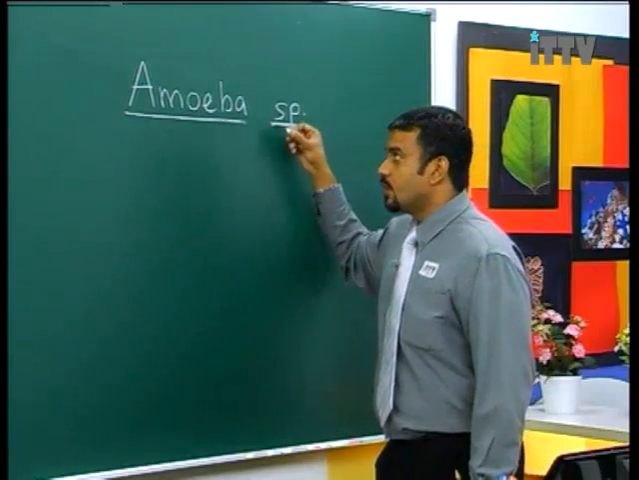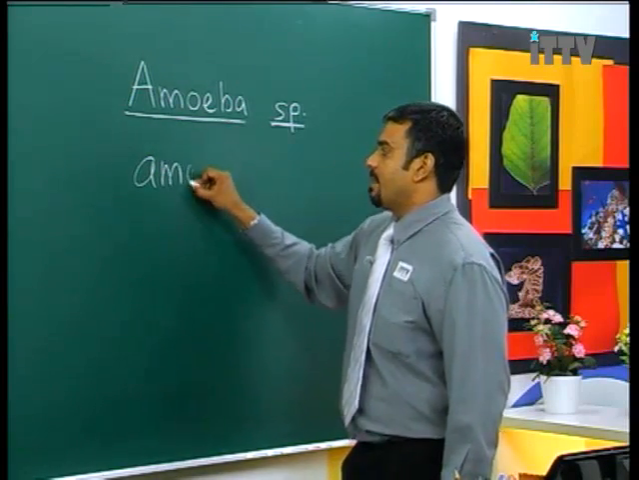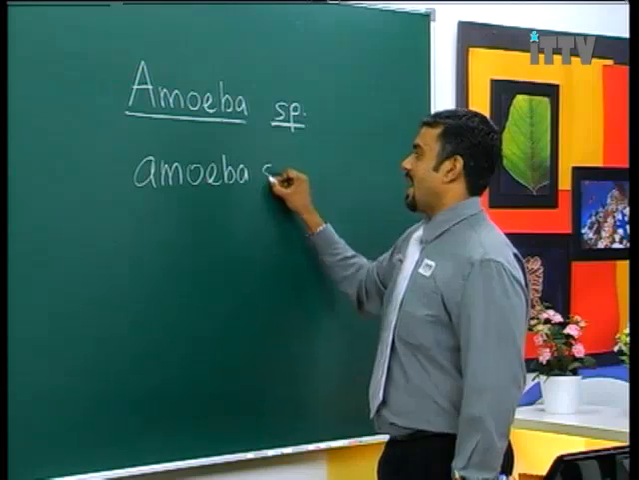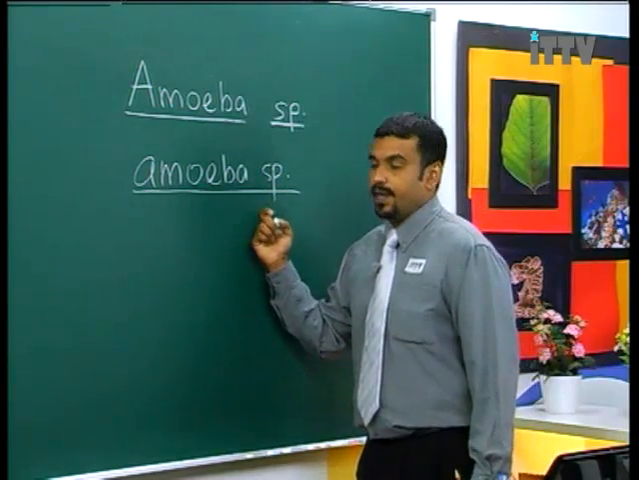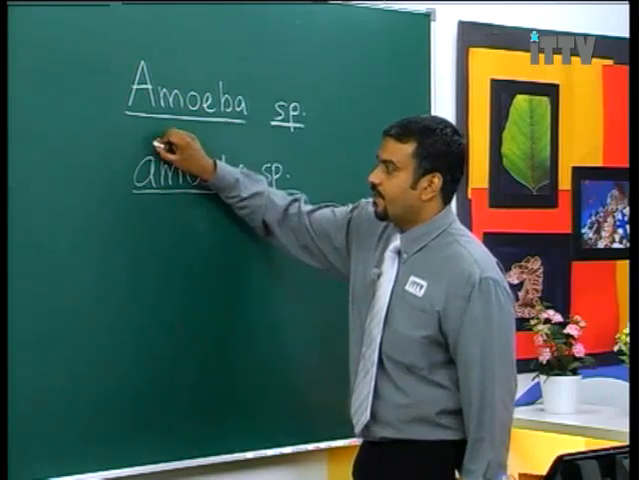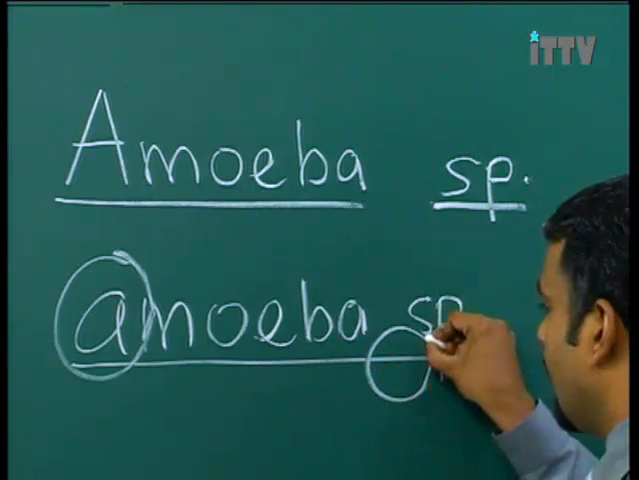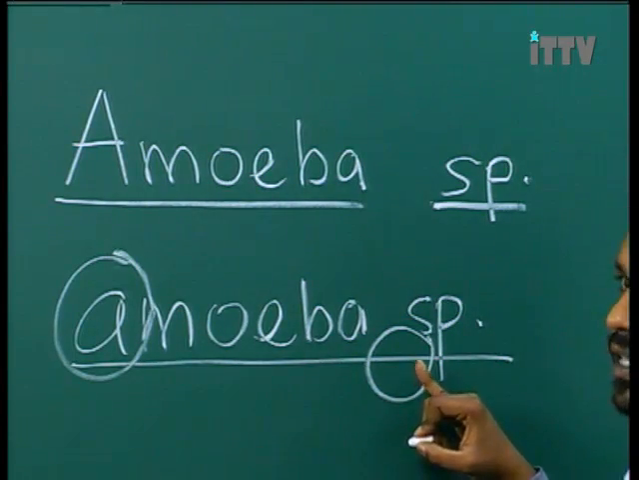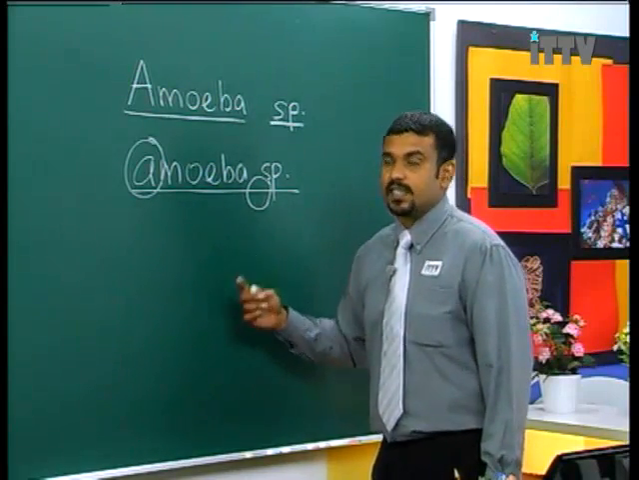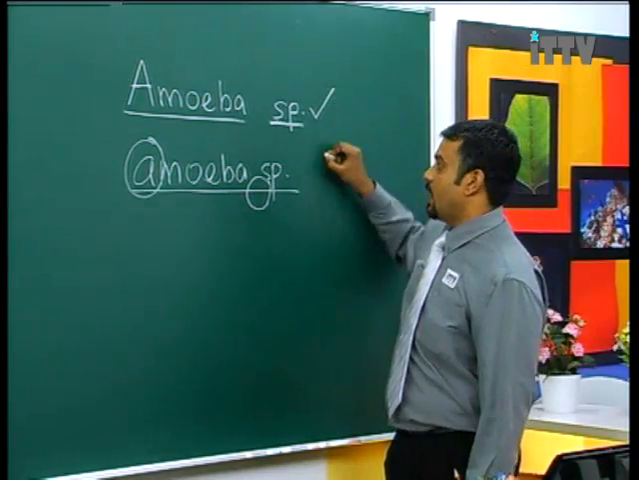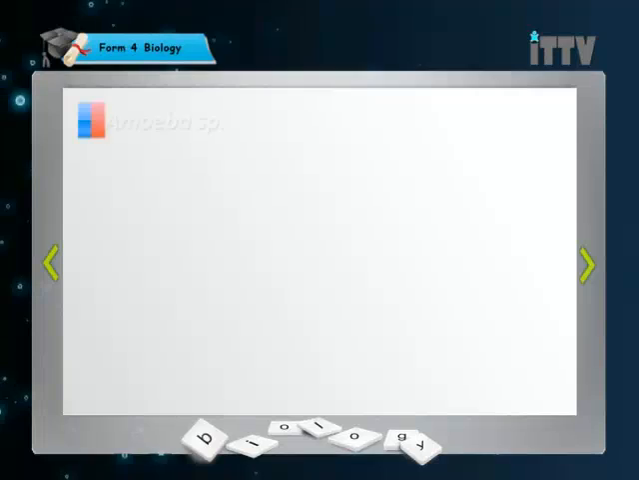Now, if you did not do it the right way, say for example, you wrote it down as amoeba sp. dot and underlined them, this is the wrong method of writing. Why? First, there is no capital A for the genus, and here we can see that the underline is continuous. So pay attention from now onwards. Every time you want to refer to a genus or a species, you have to write it this way, not this. Okay? Let's carry on with our amoeba.